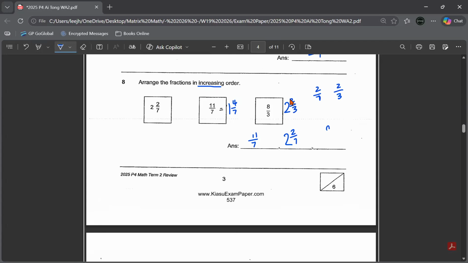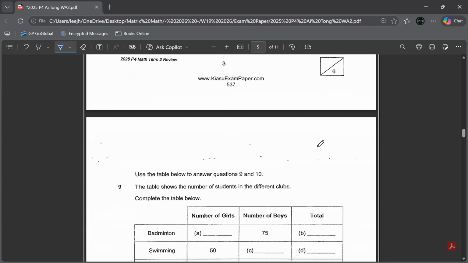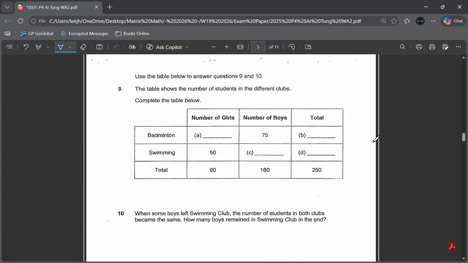So the last one will be 8 over 3. I always write the original value given. Okay? Next, question 9. Okay, use the table below to answer questions 9 and 10.